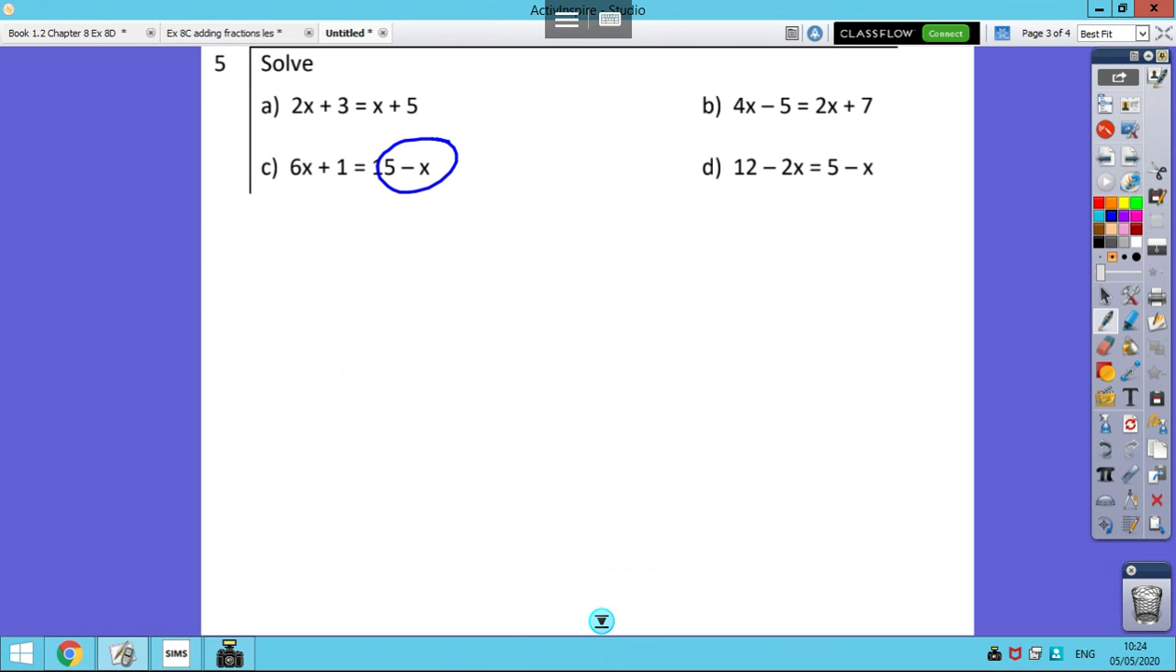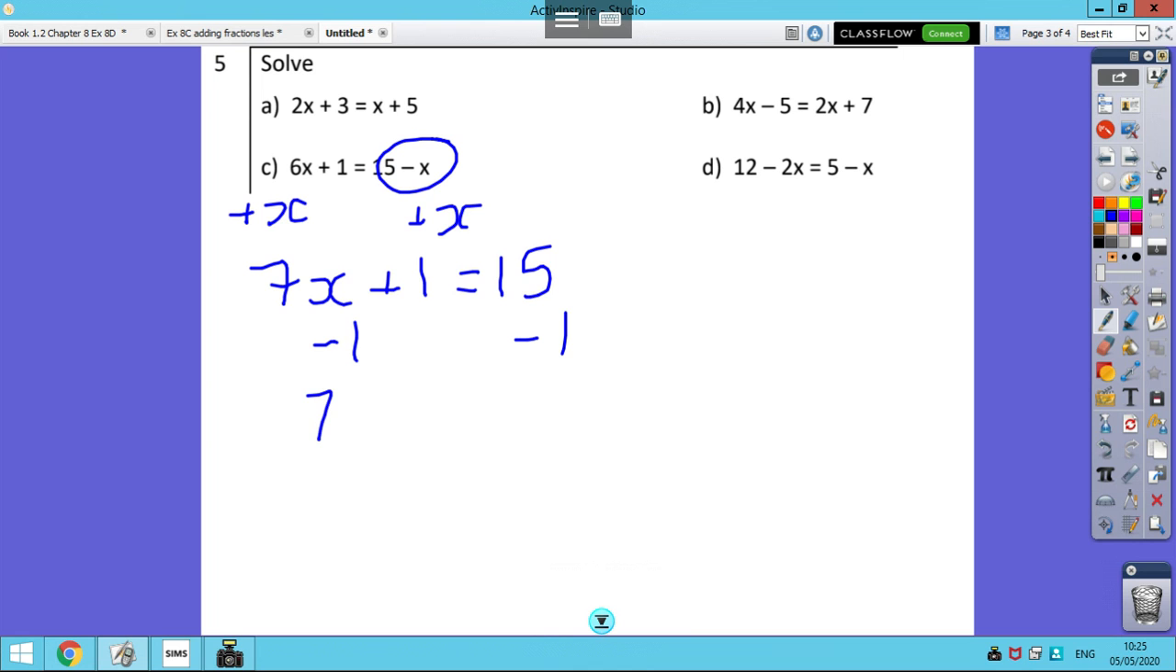Now, to get rid of that minus 1x, you're going to have to add x to both sides. To get rid of it, you're going to have to add x to both sides. Otherwise, you'd end up with minus 2x if you took one away on the right-hand side. So adding x gives us 7x plus 1 equals 15. And now that looks like something that we can just sort out. We can take away the 1, take away the 1. 7x equals 14. 7 times something gives me 14. We know that x is equal to 2.